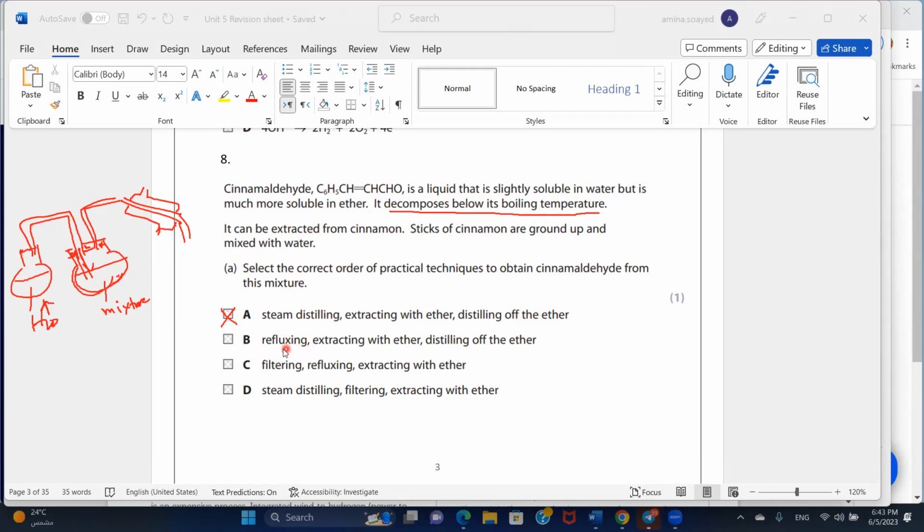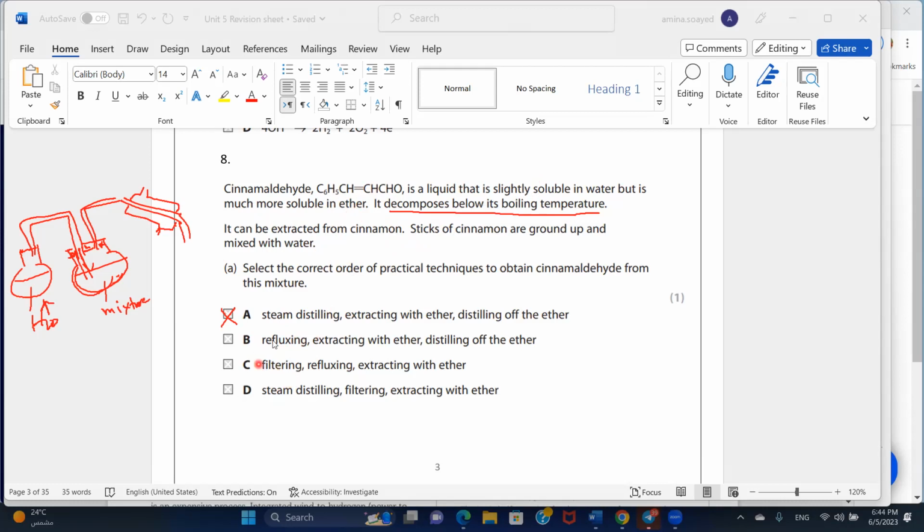We do reflux if we are going to react two reactants together. But here we do not want to react the cinnamaldehyde with anything. We want to extract it from the water, where we took sticks of cinnamon, ground them up, and mixed them with water. The cinnamaldehyde is slightly soluble in water, so it will go to the water, but it doesn't want to be with the water. That's why we have to extract it using ether, because it is much more soluble in ether. So we are not going to make reflux, because refluxing is done whenever we want to react two things together.